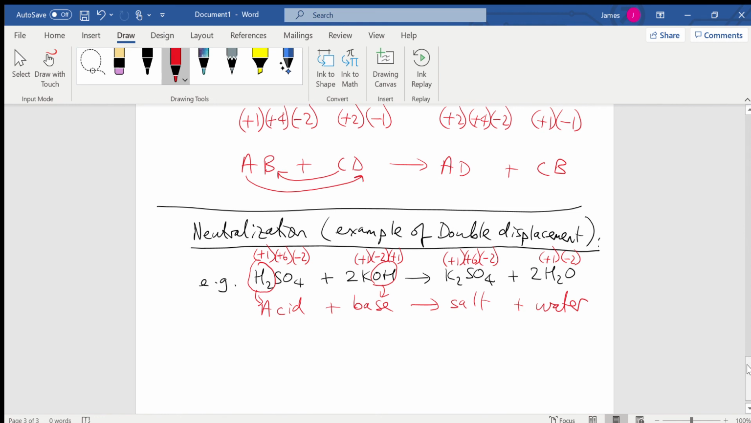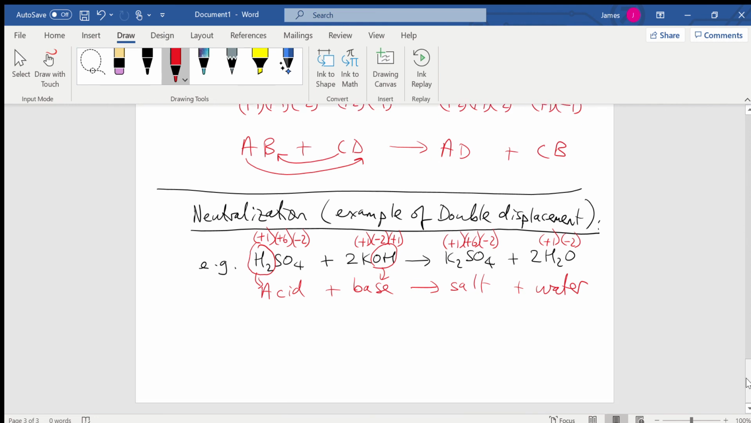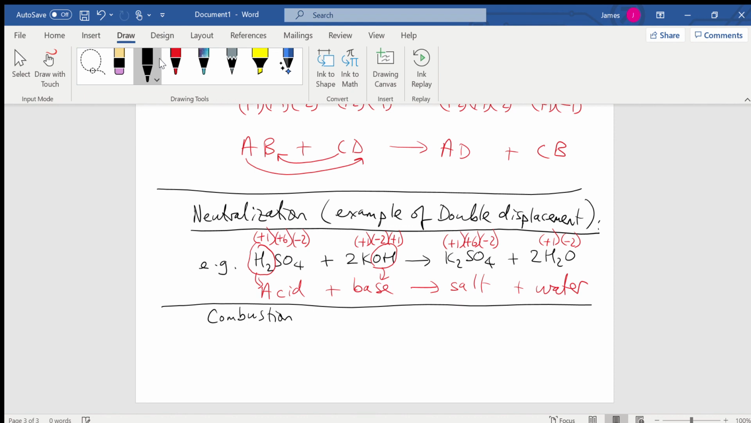The final, ooh, and I've just got a tiny piece of real estate to do it in. This is the last page, last part of the last page. The last equation type I wanted to shove in here to keep on your radar is combustion. An example of this obviously would be, and this is an example of redox, incidentally. So as you can see, redox definitely wins the popularity contest here. Very important type of chemistry.